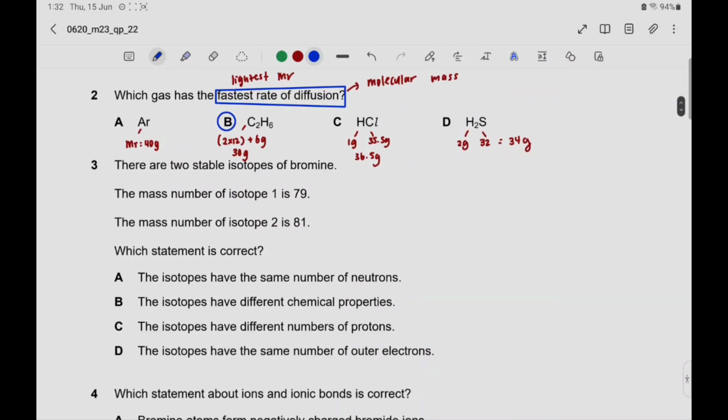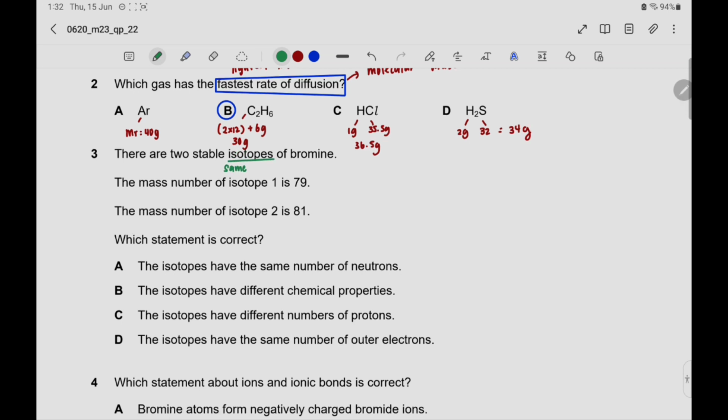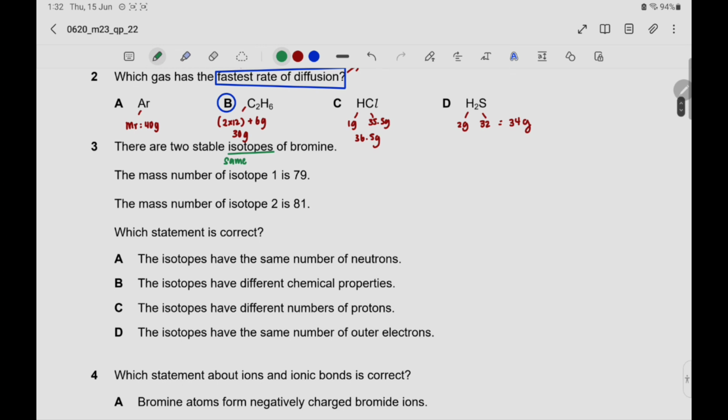Next question. Let's see here. For isotope, whenever we see the word isotope, iso means same. Same what? Same proton number, and different neutron number.